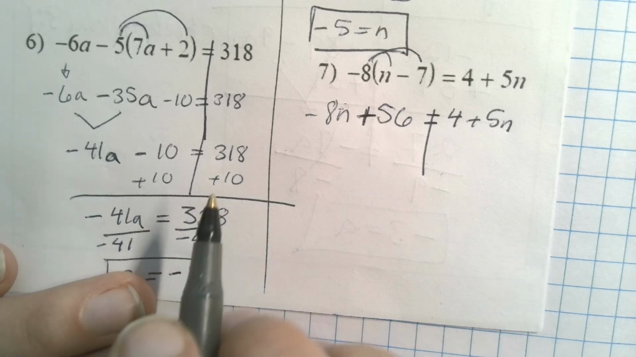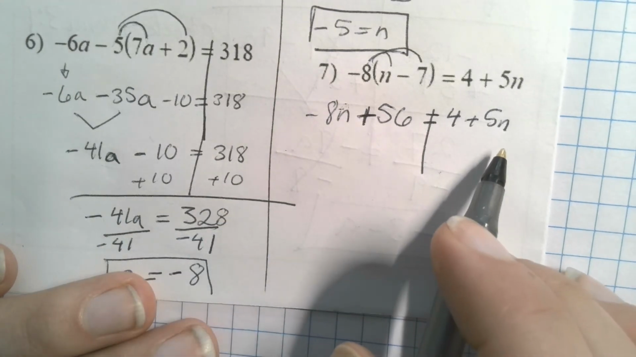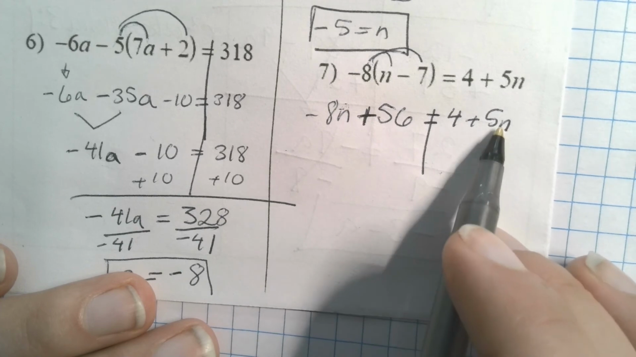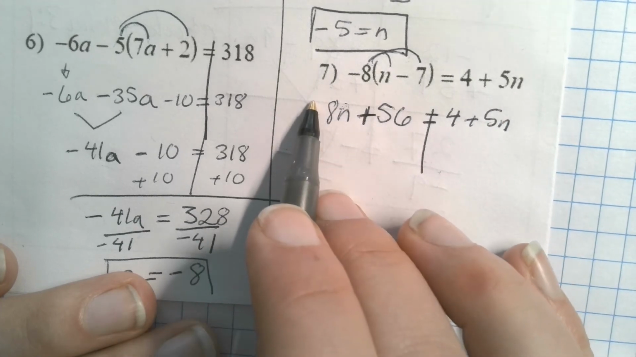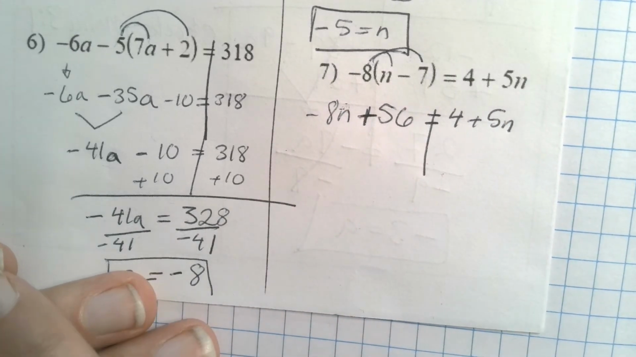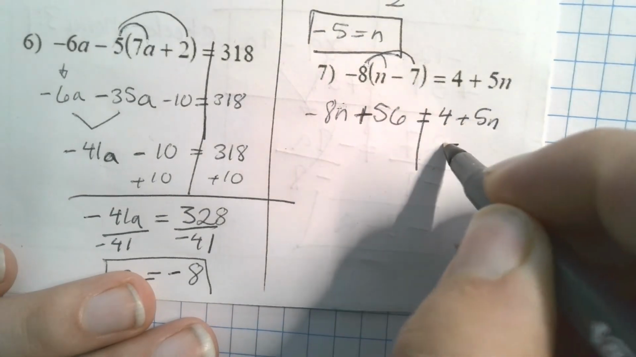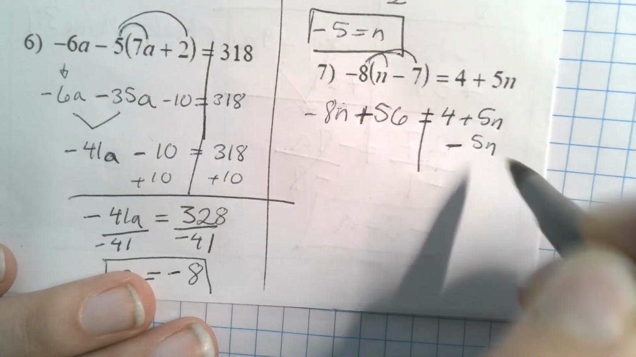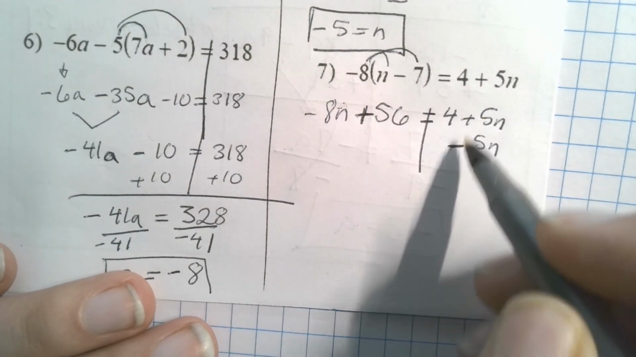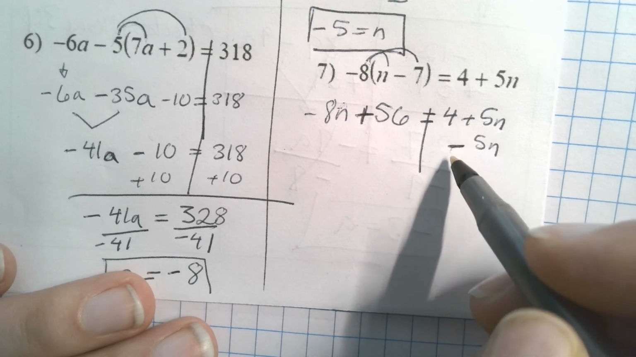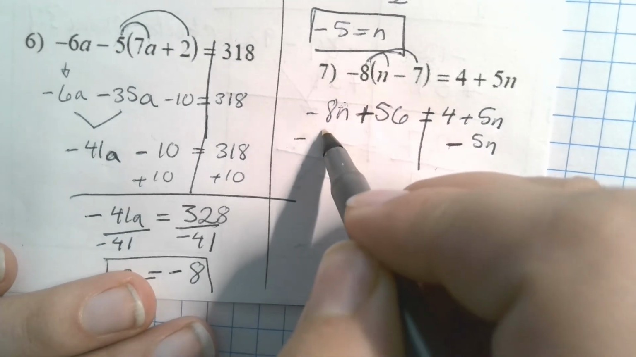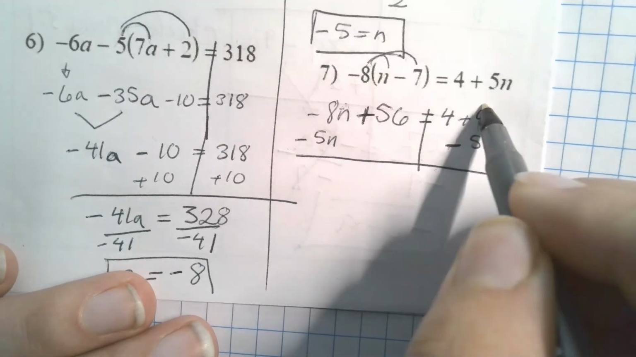Malachi, we want all the letters on one side and all the numbers on the other side. Do we want to move the 8n to this side or the 5n to this side? Okay, so if we move the 5n, we're going to do minus 5n. See how I'm doing the opposite of what they're doing? It was addition, so now we're doing subtraction. See how I'm lining it up so that like terms are together?